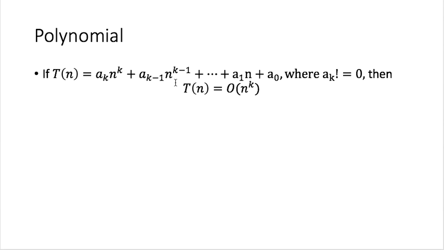So now we can say for a polynomial, its big O notation is just big O of the highest degree term. If it's a degree 3, then it's big O of n to the third power. If it's a quadratic function, it will be big O of n squared.